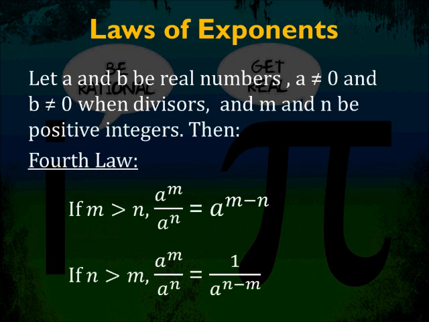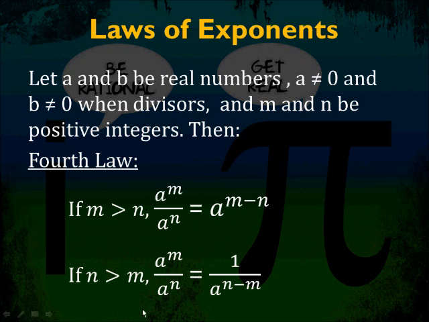Today we introduce the fourth law. Now if a is not 0 and b is not 0 in the denominator, and m and n are positive integers, then the fourth law allows us to divide exponents. If m is bigger than n, then a to the m divided by a to the n is equal to a to the m minus n. So when we multiplied exponents together, you added them. When we divide them, you subtract them. You subtract n from m based on this fraction.